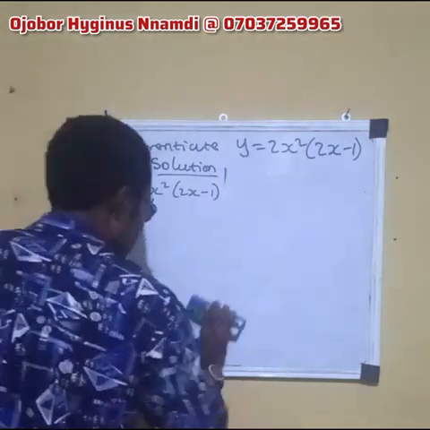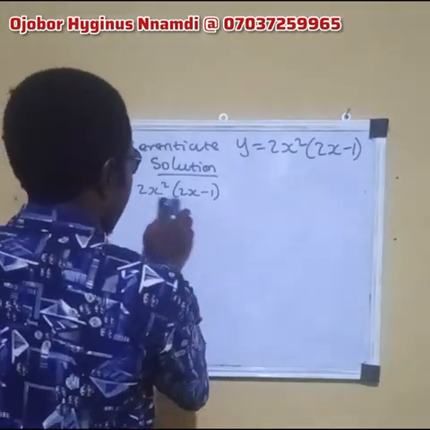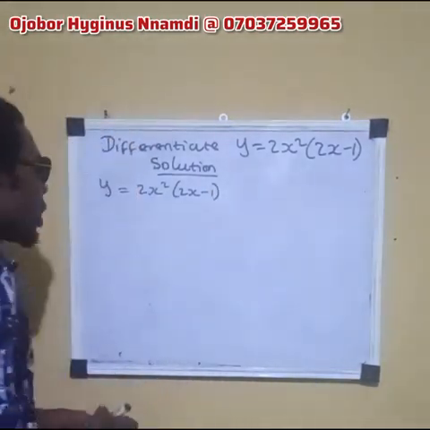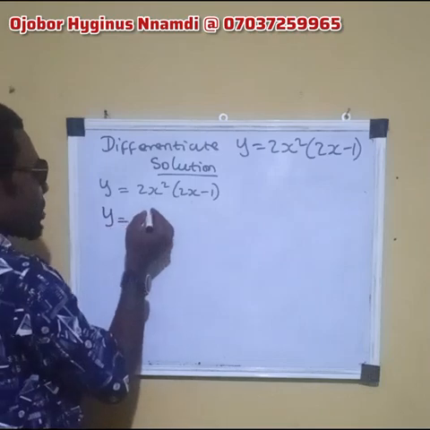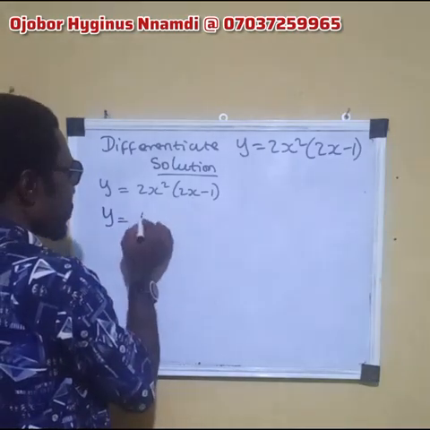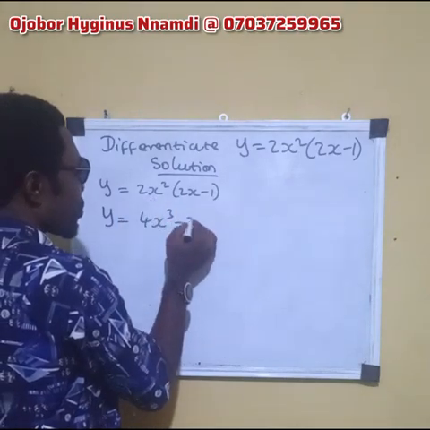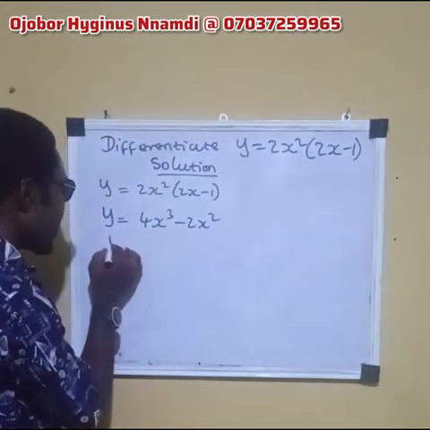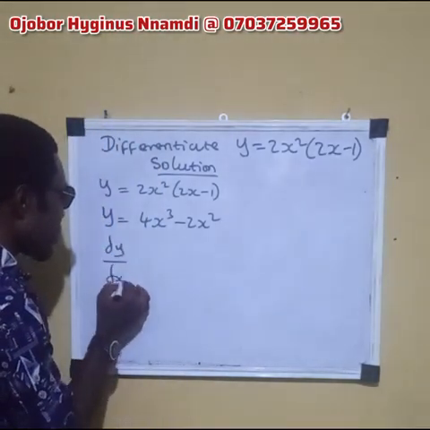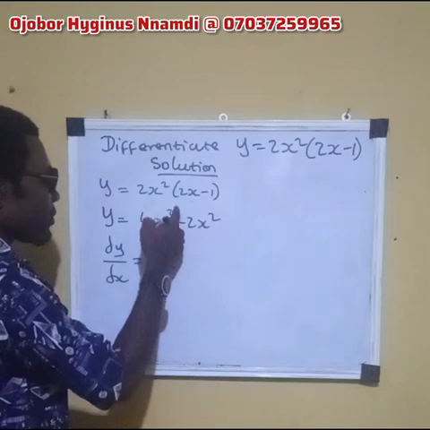If you differentiate this by expansion, what we are going to do is to expand this. 2x squared times 2x will give us 4x cubed. 2x squared times 1 will give us 2x squared. Okay, then we can differentiate. dy over dx will now be equal to 3 times 4 will give us 12x. Then you subtract 1 from 3.